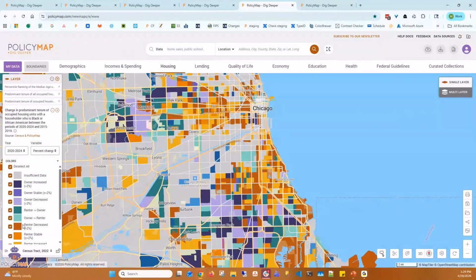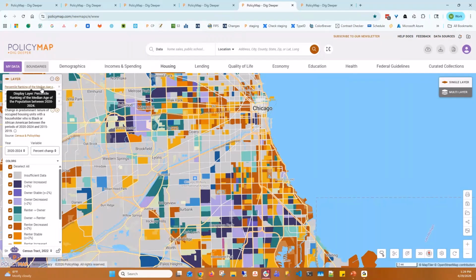And so part of this map, I think, is really interesting in order to be able to start asking some of those questions and have a jumping off point of, okay, I can now understand some of the shifts of owner occupation and renter occupation.